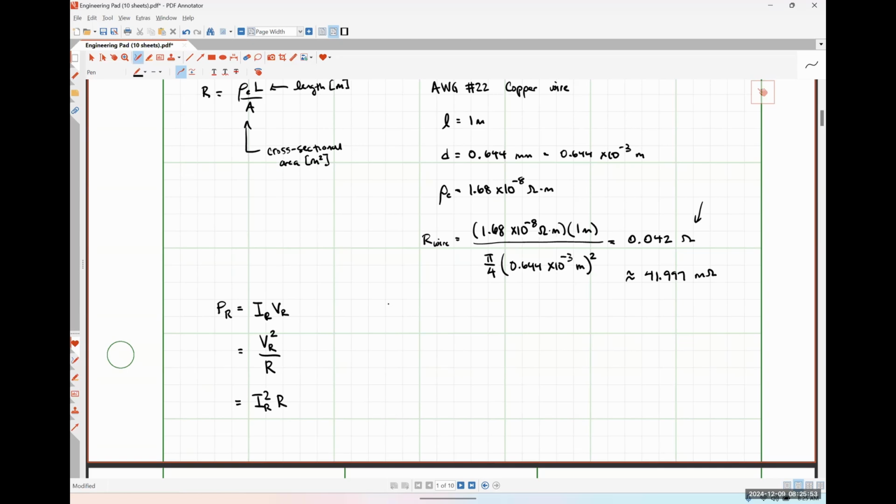And then for conductances, we obviously have the current through a conductance times the voltage drop across a conductance, which would be the same as the voltage drop across the conductance squared times G, or the current flowing through the conductance squared divided by G.